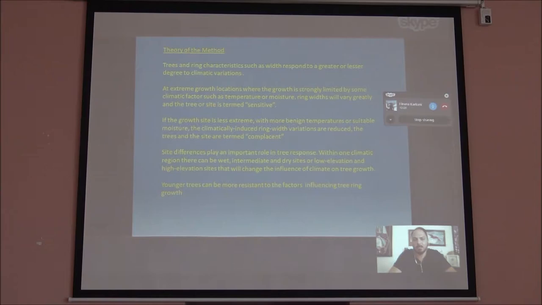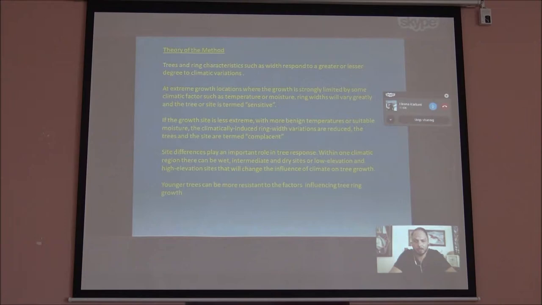If the growth site is less extreme, with more moderate temperature or suitable moisture, the climatically induced ring width variations are reduced. The trees on the site are termed complacent. Site differences play an important role in tree response. Within one climatic region, there can be wet, intermediate, and dry sites, or low elevation and higher elevation sites that will change the influence of climate on the tree.